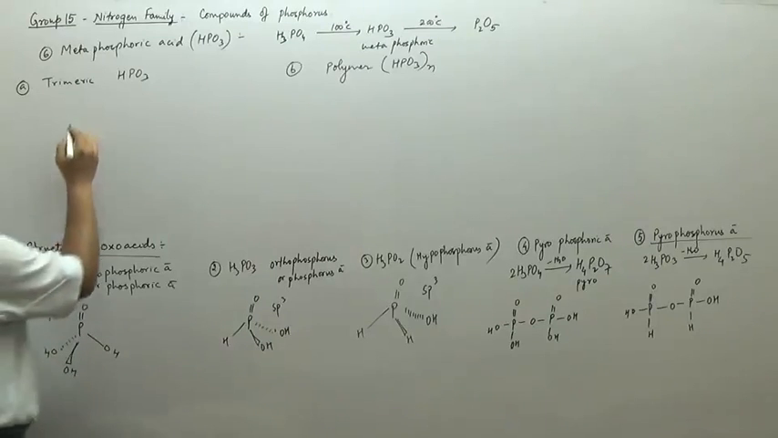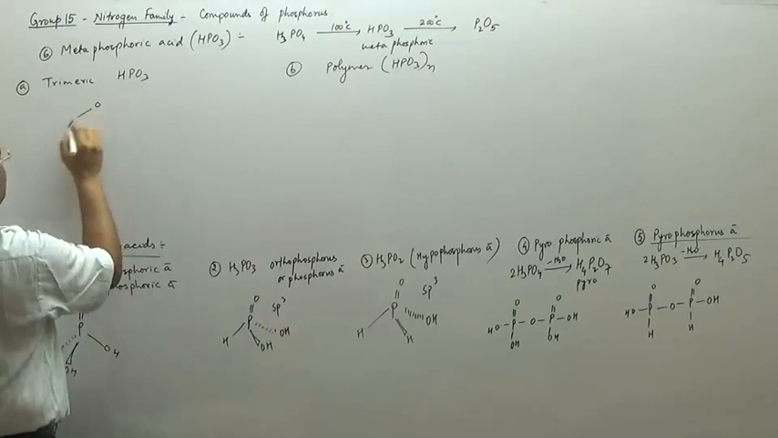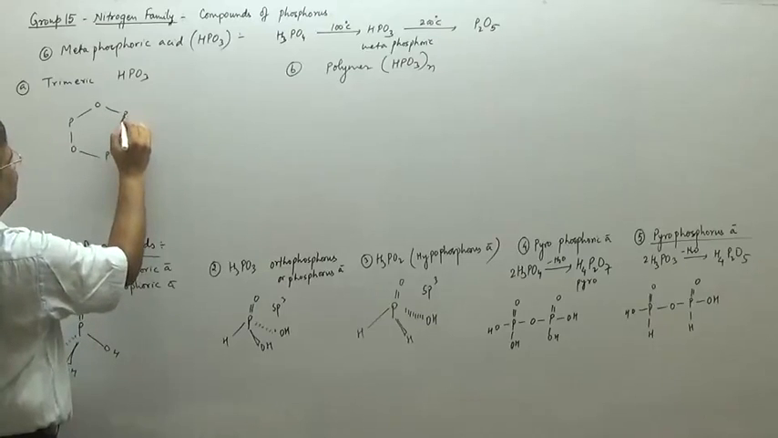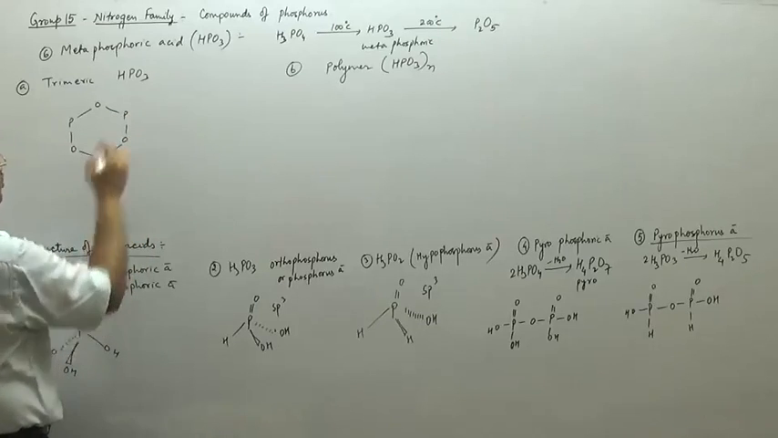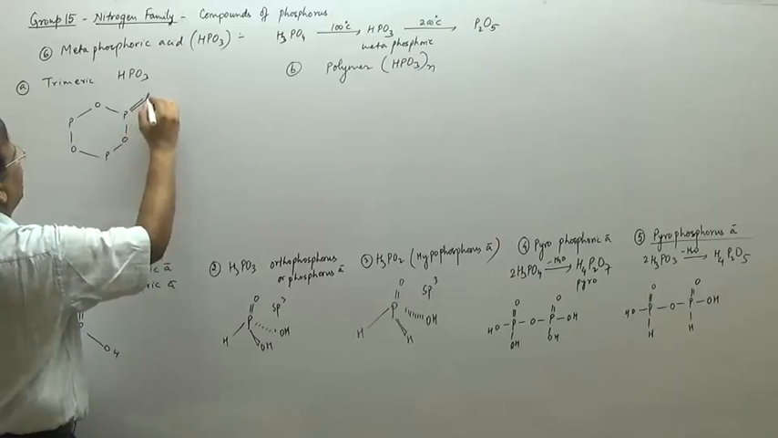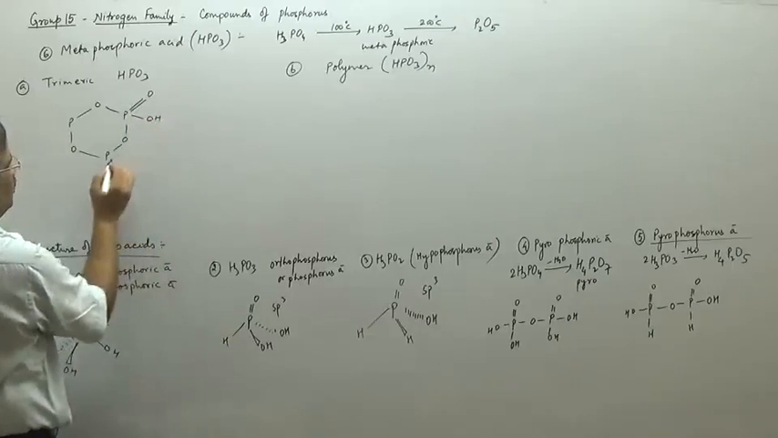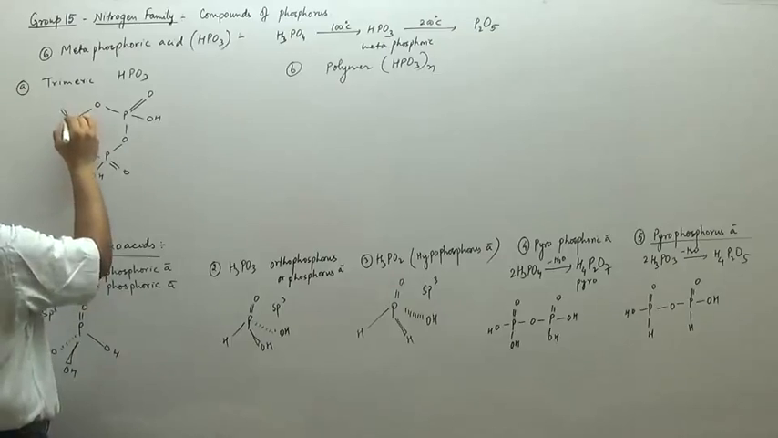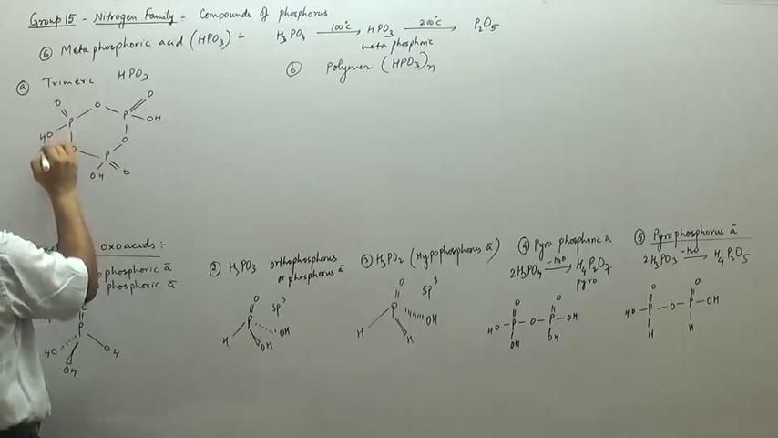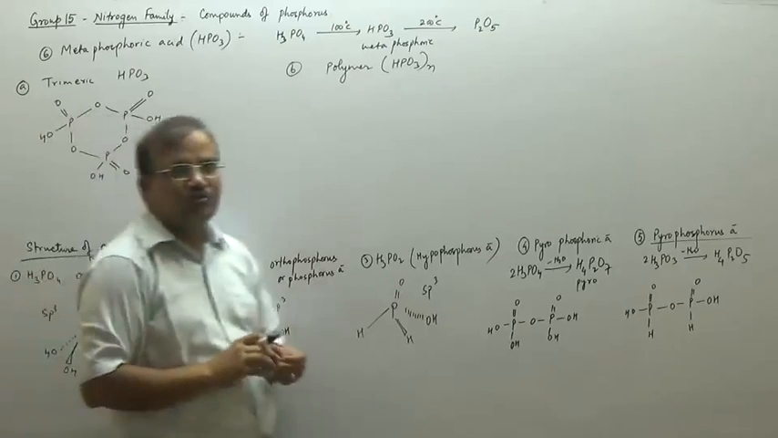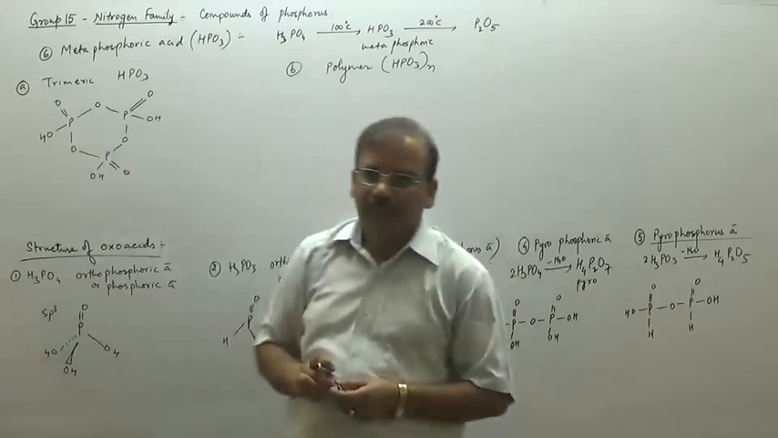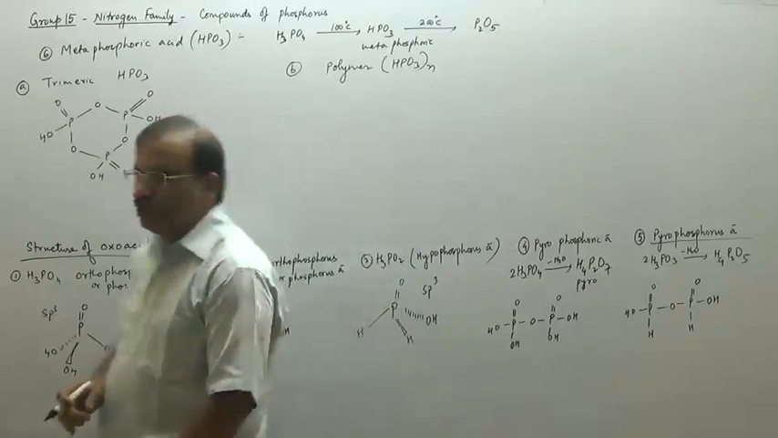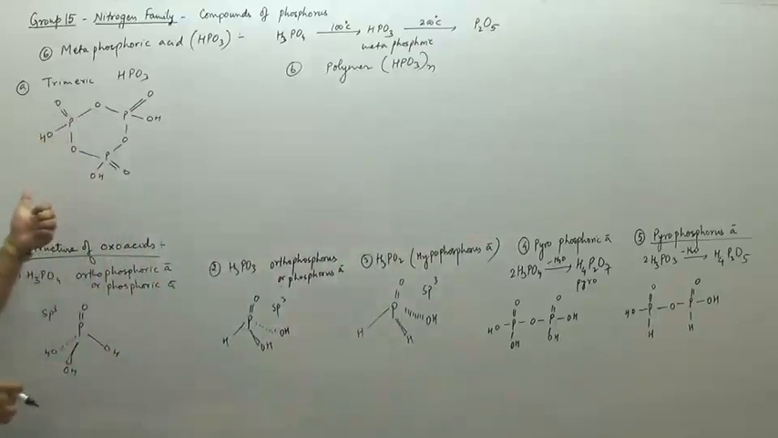If you write the trimeric, it will be like this. You just write the 6-membered ring. That's why the trimers are formed. In that 6-membered ring, what will happen? There will be one double bond O and one OH. So you can write like this: one double bond O, one OH, and again one double bond O and one OH. You can see that there will be only 5 bonds of phosphorus, what we have written here. That is how the trimeric is.